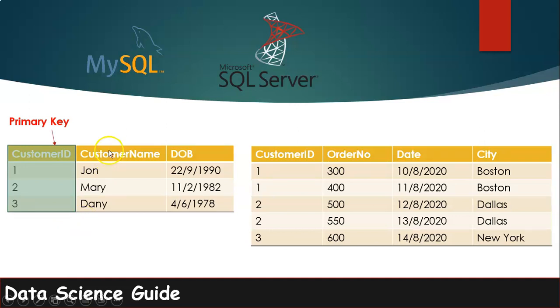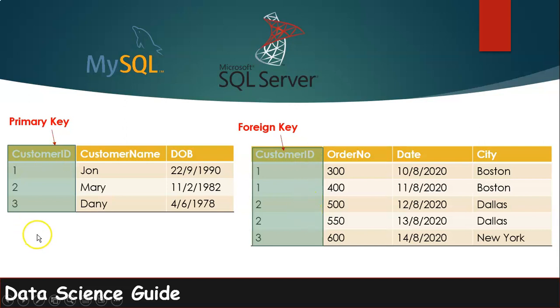Here in this table, on the left, we have the customer data. We have the customer ID, customer name, and date of birth. And the primary key here is the customer ID, which uniquely identifies every record in this customer table. On the right side, we have the orders table. In this case, the foreign key is the customer ID. We simply made another copy of the primary key and inserted it here in the dependent table.